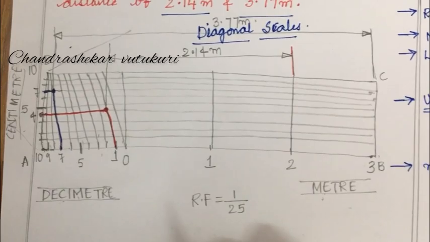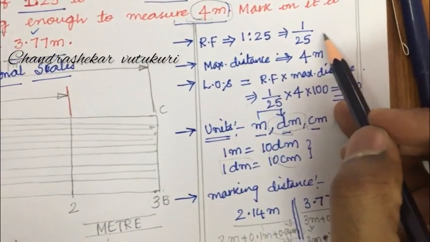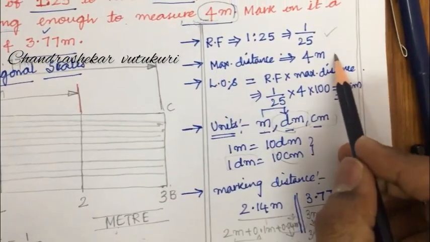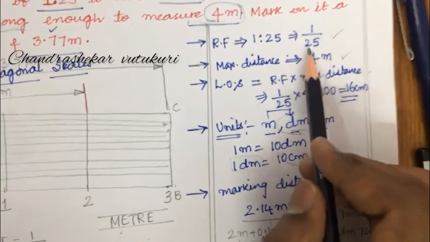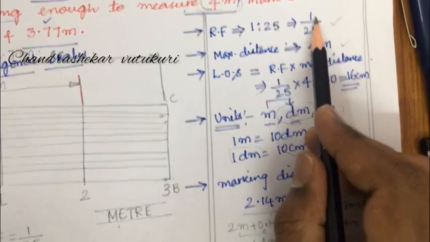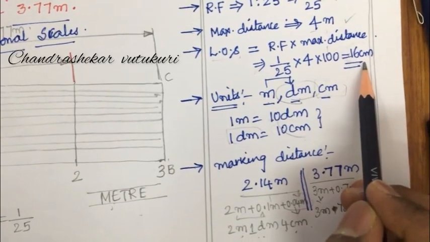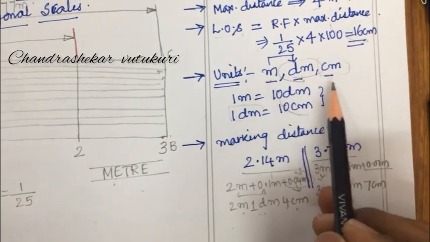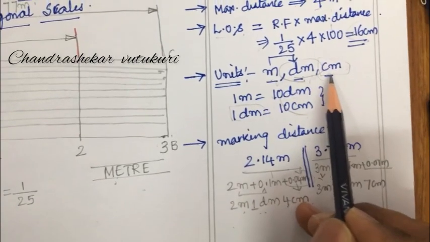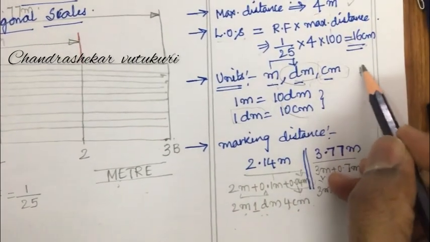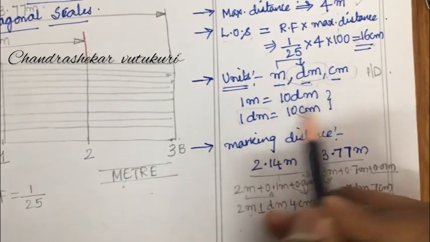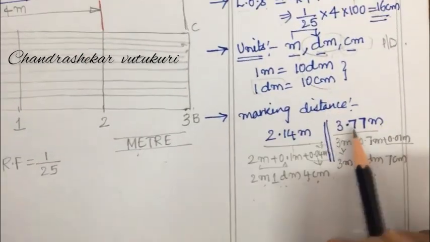Hope you are getting my point. The first and foremost thing you need to do is find the RF and the maximum distance, that will be given in the problem. If RF is not given directly, you need to calculate. Later we need to work out the length of the scale either in centimeter or millimeter, and what are the different units given. Based on the units we can identify and state whether it is a plane scale or a diagonal scale, and the conversions, and what are the marking distance.